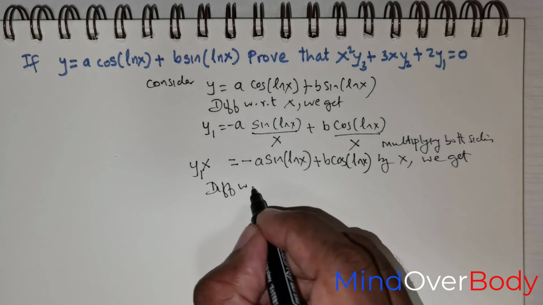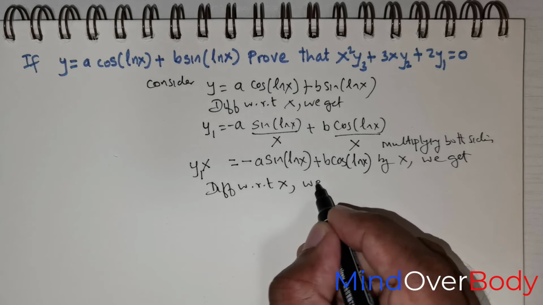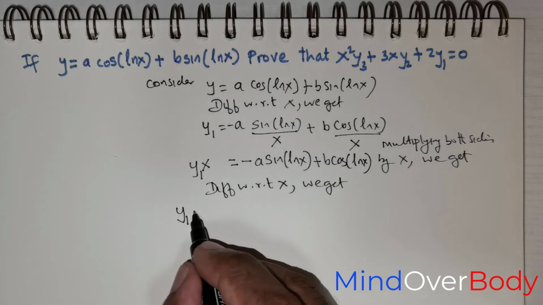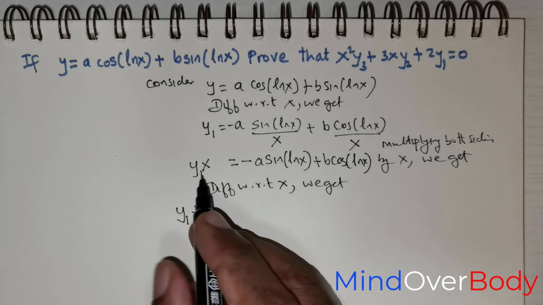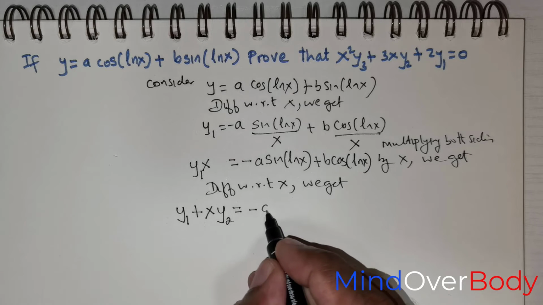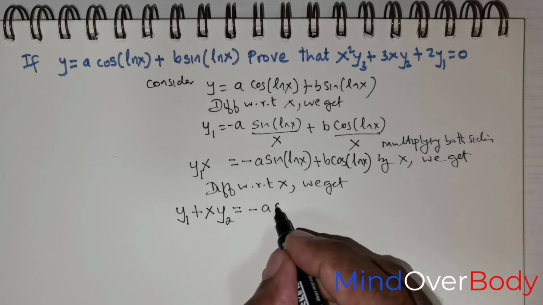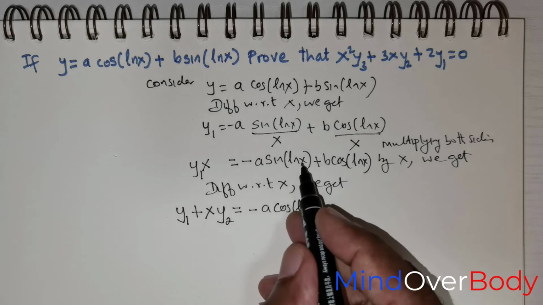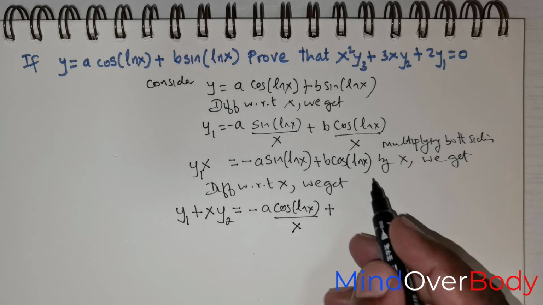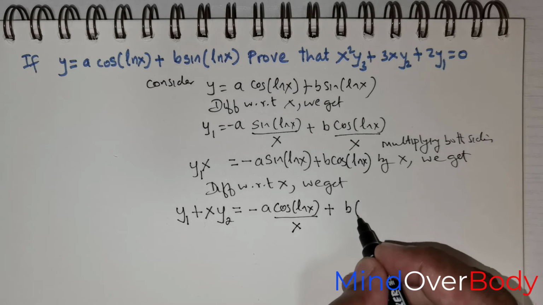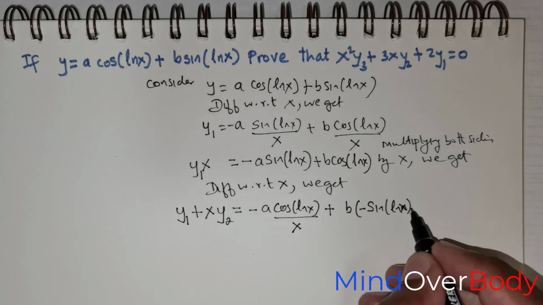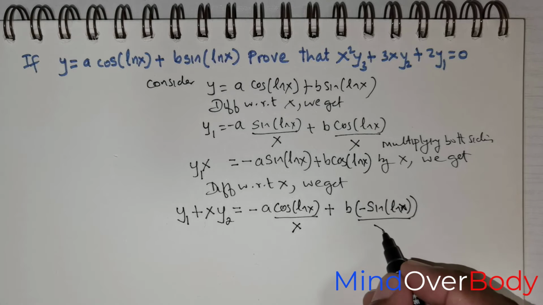So differentiating with respect to x, we get, so this is product form, so y1 times x, so this is going to be y1 times differentiation of x is 1, positive x times differentiation of y1 is going to be y2 is equal to negative a times differentiation of sine of ln x is going to be cos of ln x times differentiation of ln x, that's going to be 1 over x, positive b times differentiation of cos, that's going to be negative sine of ln x times differentiation of ln x is going to be 1 over x.